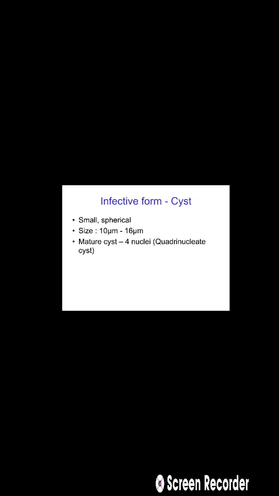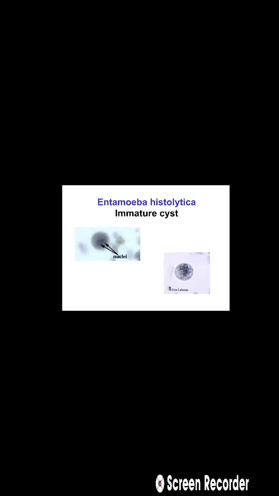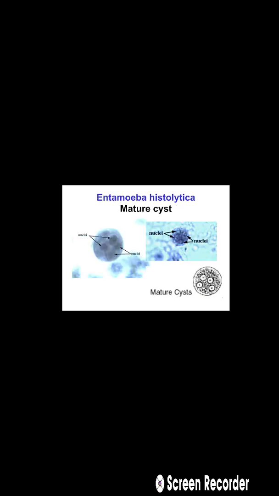And the mature cyst contains 4 nuclei. It is also called the quadrinucleate cyst, and the size of this cyst is 10 micrometer to 16 micrometer. It is small, spherical in shape. See, this is the picture of the immature cyst or pre-cyst containing less than 4 nuclei, usually 2 nuclei, and if the nuclei number increases progressively, the immature cyst becomes the mature quadrinucleate cyst.